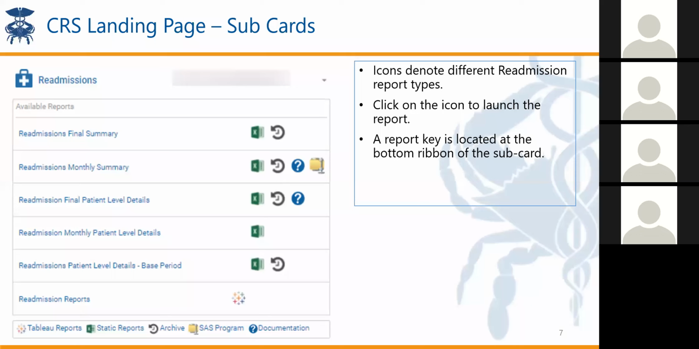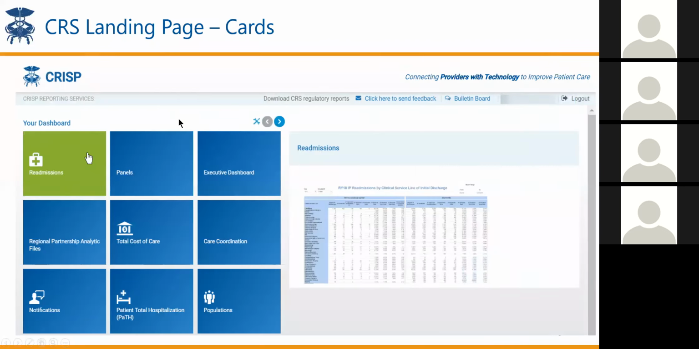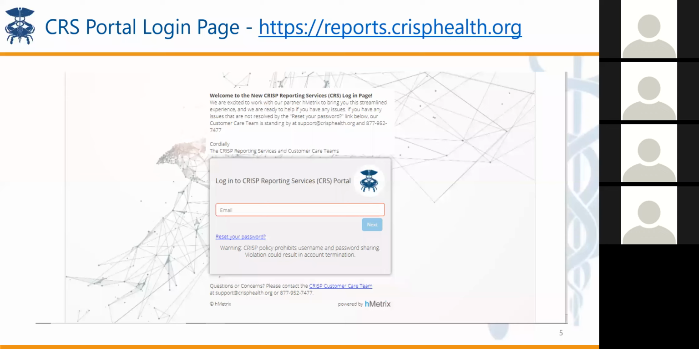The other thing I wanted to mention was actually a chat about the URL. That's reports.cristhealth.org, where you access the CRS portal. Each of the CRIS participants is set up with a point of contact, which is essentially an approver. That person at your hospital or facility has the authority to grant you access to your reports.